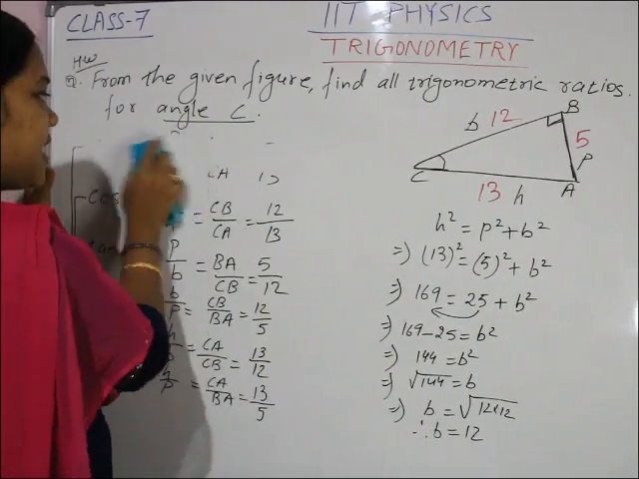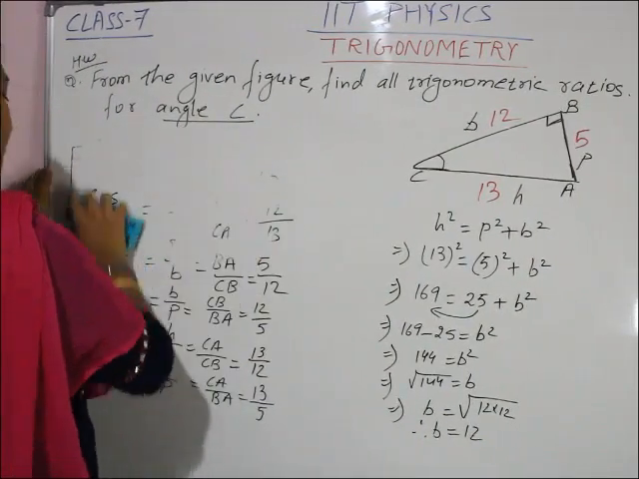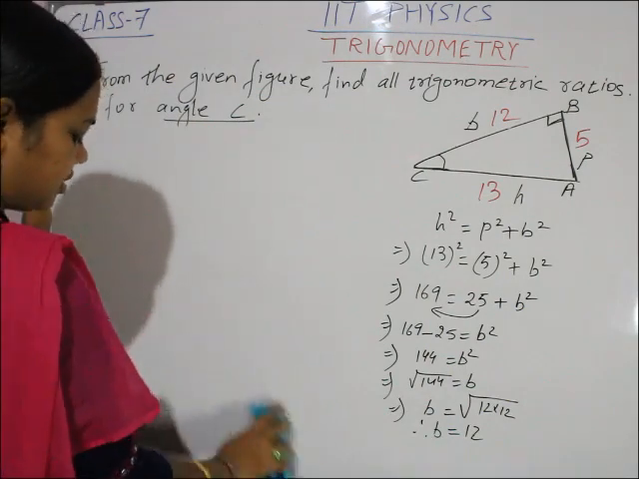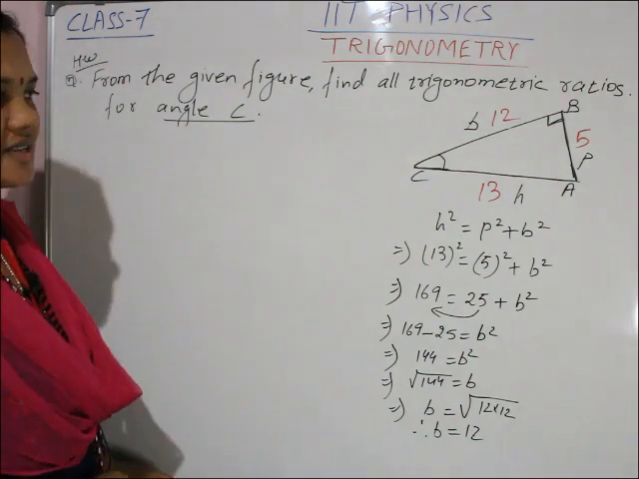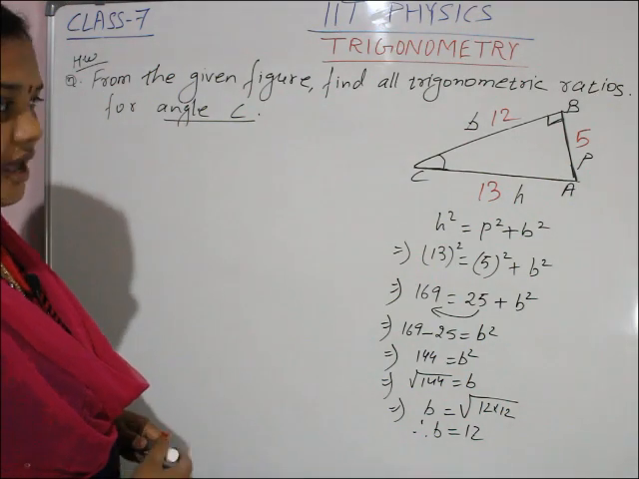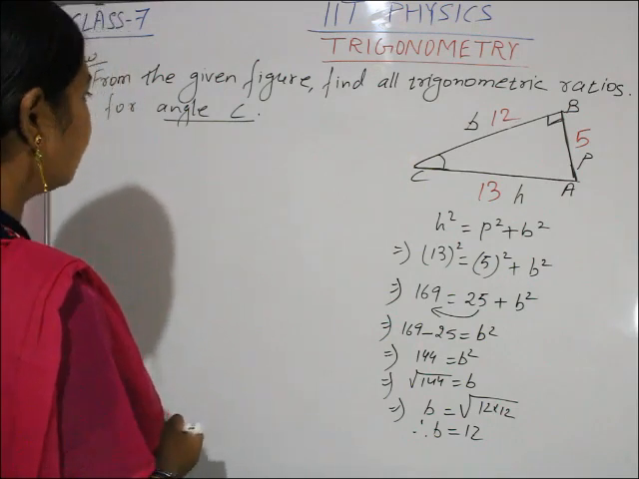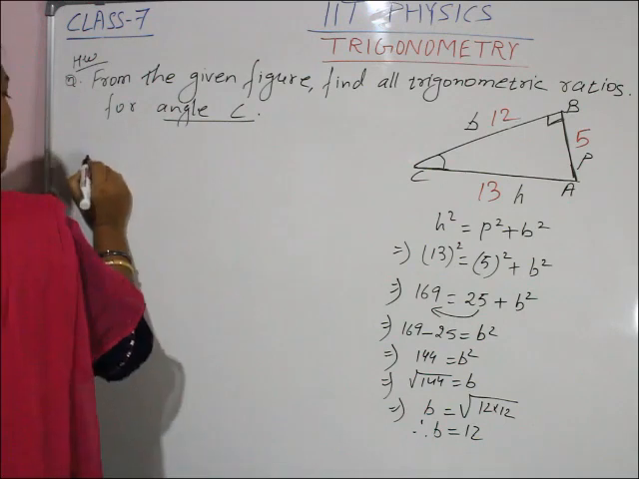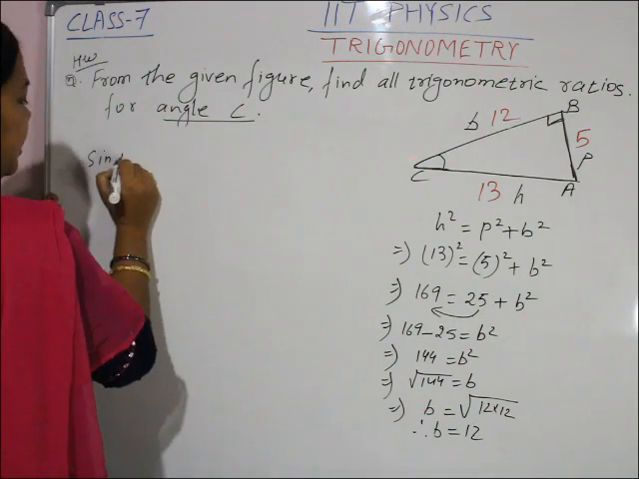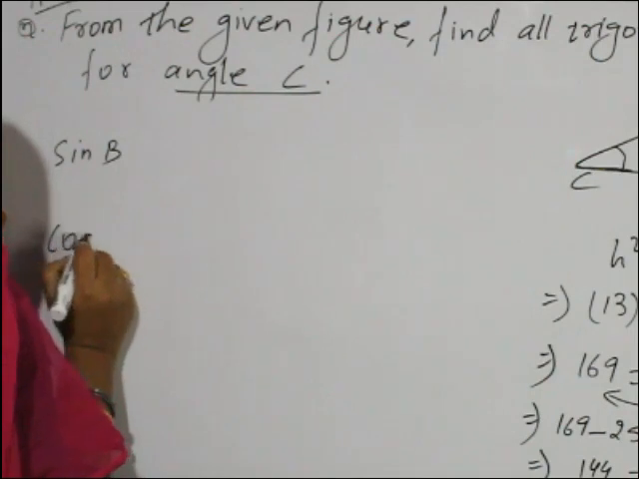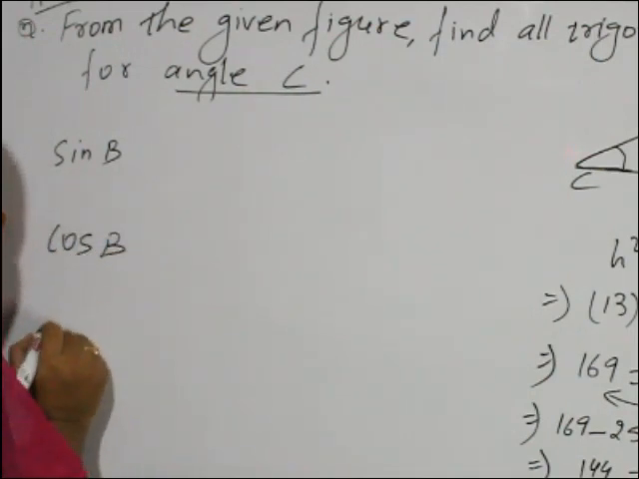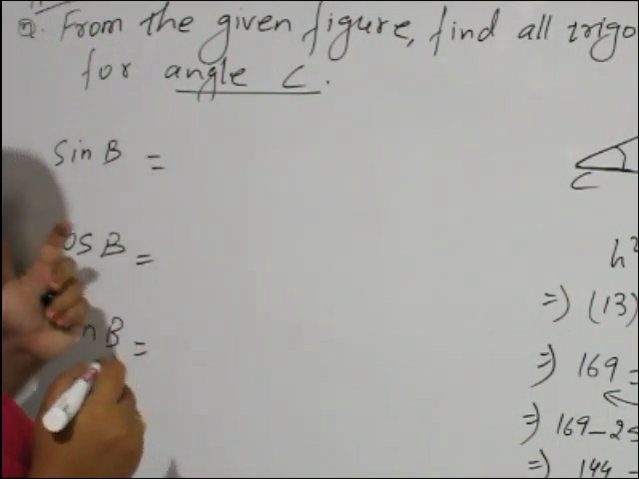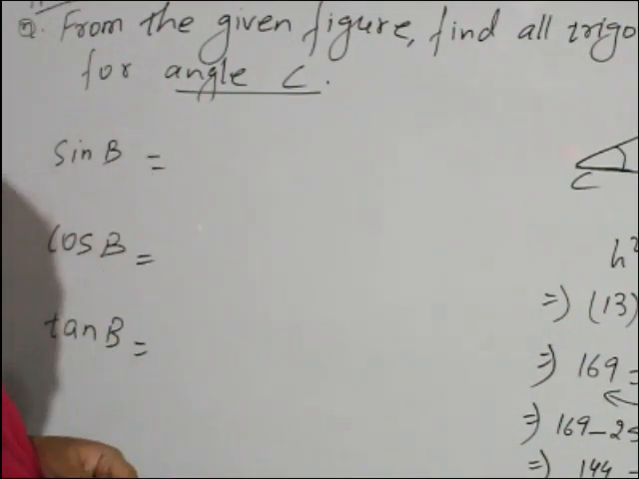Okay, now today, in this same question I am going to add something more. So what is that? Here you see your angle of reference is angle C. But now what I will do, you have to find sine B, cos B and tan B. So what are sine B, cos B and tan B? Guess?